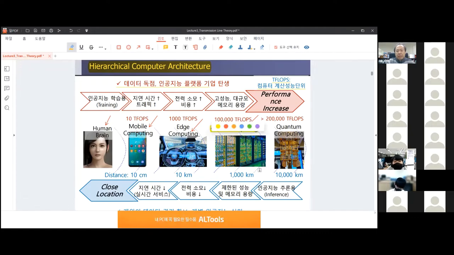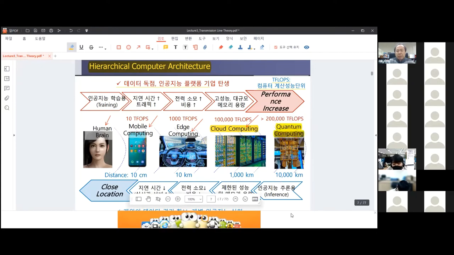Right now, we are living in this era of cloud computing. But the problem of cloud computing is that it consumes too much power. So some people are working on quantum computing, a new type of computing. It may have less power consumption. I strongly believe that one of these computing approaches may not be the only solution. We're going to have a hierarchical structure.